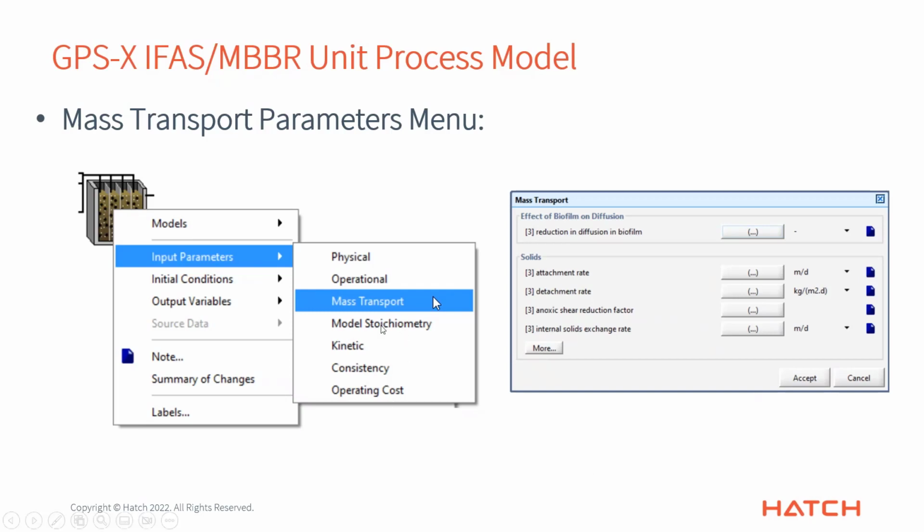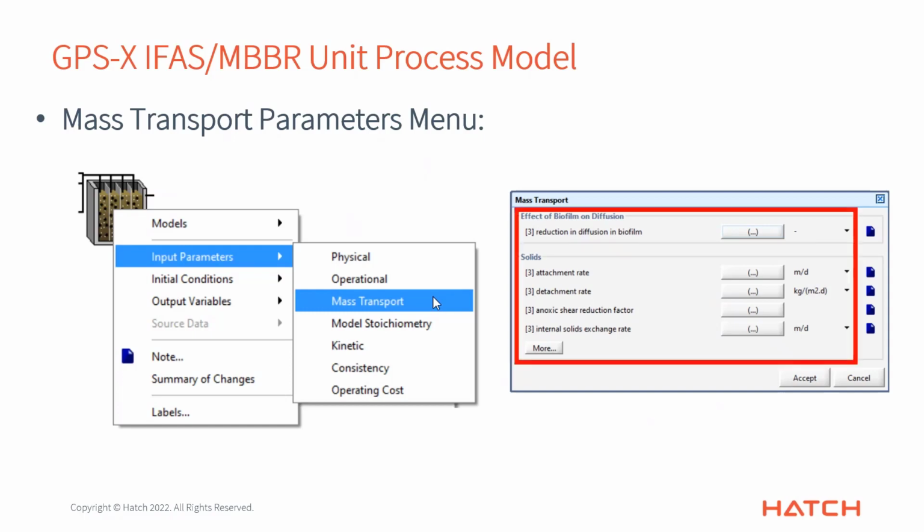All the rest of these other menus are exactly the same as you would find in any other unit in GPS-X. Mass transport is a menu that is specific to all of our biofilm units, and it is basically attachment rate, detachment rate, and shear factors, and external solids exchange rate. They're essentially the parameters that go with all of those processes that I mentioned on that slide before about attachment, detachment, and so on. The only thing I'm going to say is I recommend not bothering changing any of these. We've worked out really good values for all of these over the years. Unless you have a very unusual biofilm, these numbers will work for you quite well.